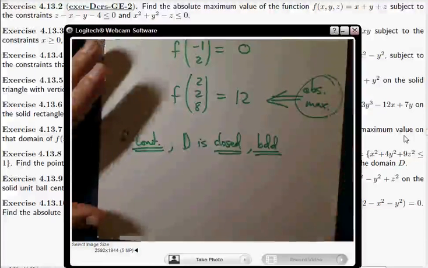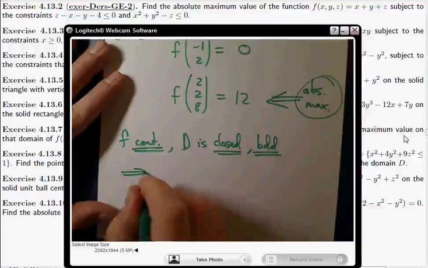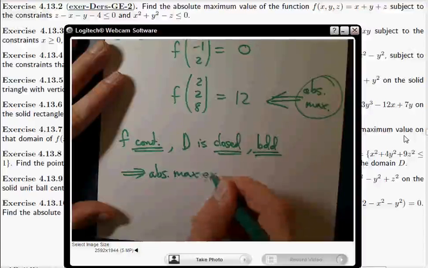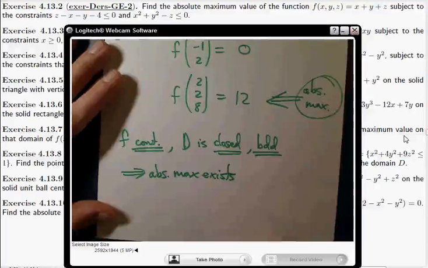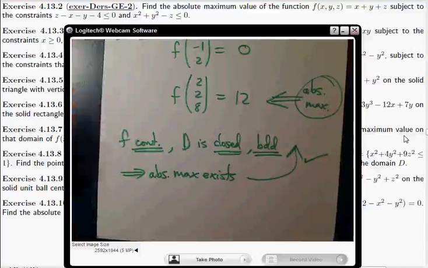Yeah, exactly. So f is continuous, D is closed and bounded. Therefore, the absolute maximum exists, and therefore that's okay. Right. Does that make sense? It's a tedious process, but ultimately it's just a lot of little details. You see what I'm saying?